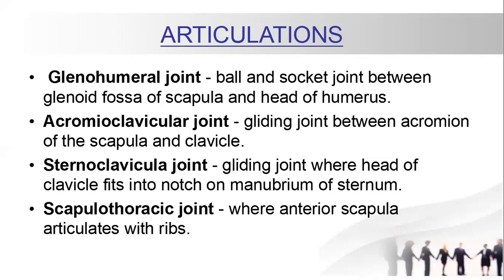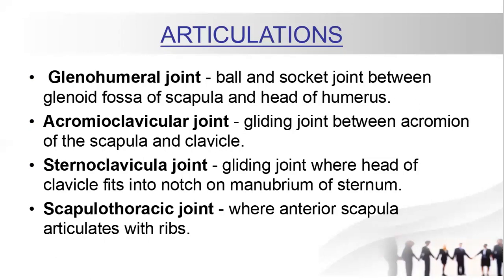We have the acromioclavicular joint. This is a gliding joint between the acromion of the scapula and the clavicle. We also have the sternoclavicular joint. This is a gliding joint where the head of the clavicle fits into the notch on the manubrium of the sternum. We have the scapulothoracic joint, where the anterior scapula articulates with the rib.